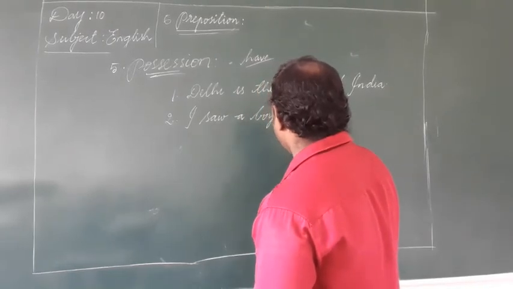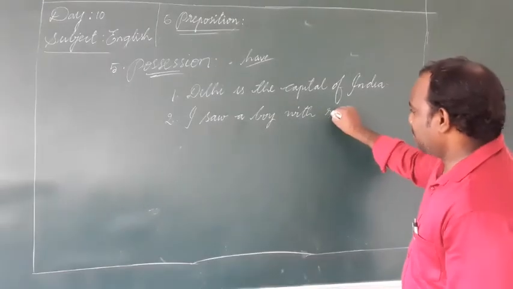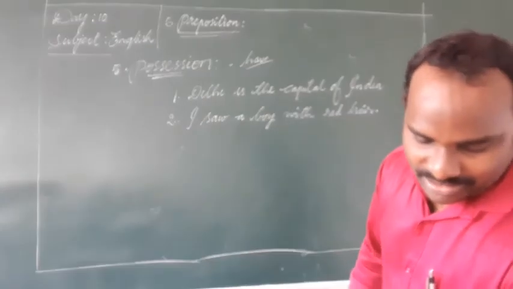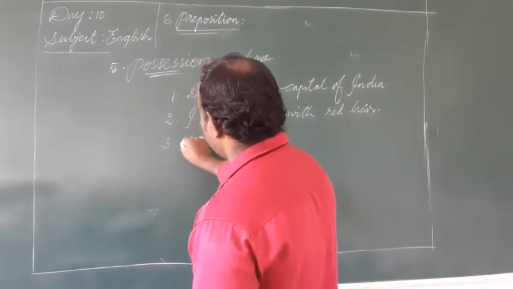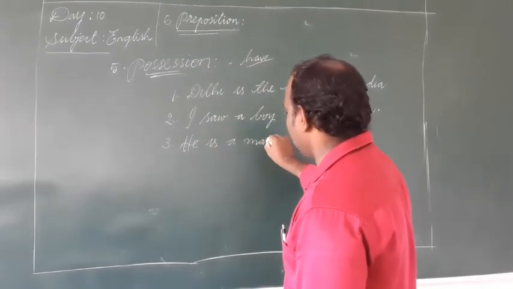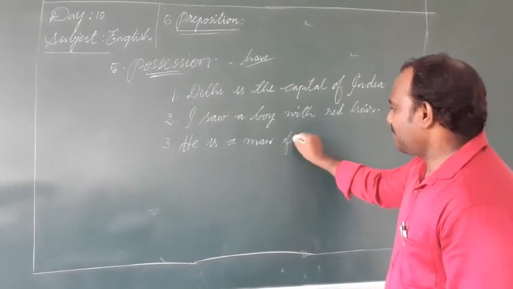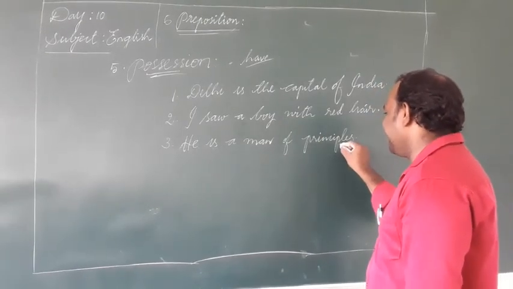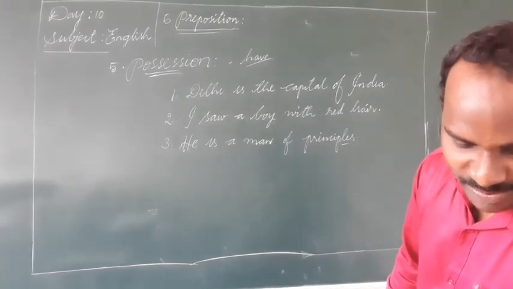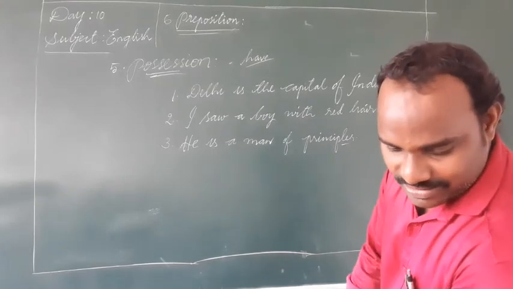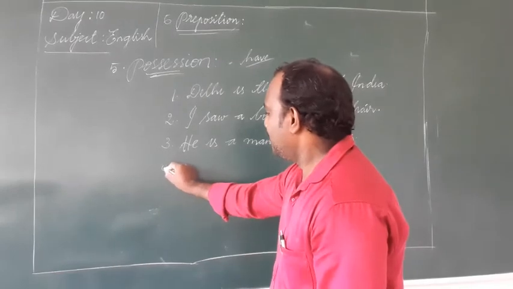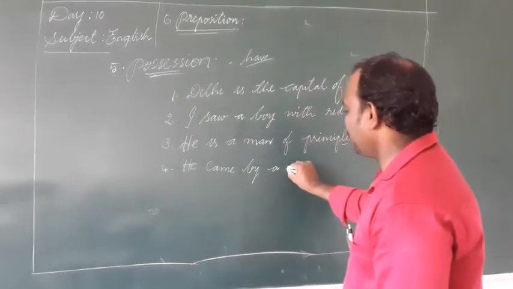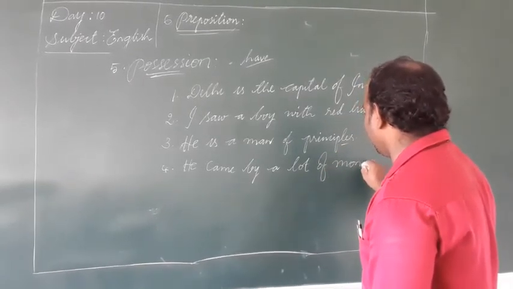I saw a boy with red hair, or red t-shirt like. He's a man of principles. He is a man of, or I am a man of, theories, principles, doctrines. Principles, P-R-I-N-C-I-P-L-E-S. And he came by a lot of money, right? He came by a lot of money. A lot of wealth or money.